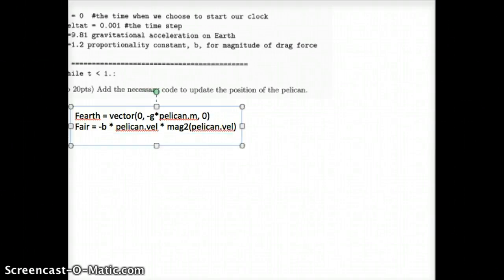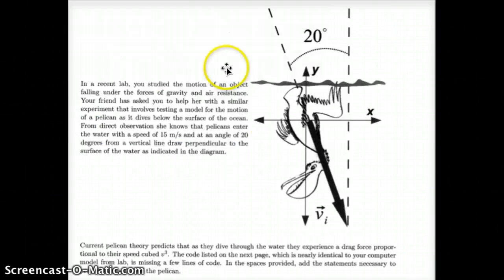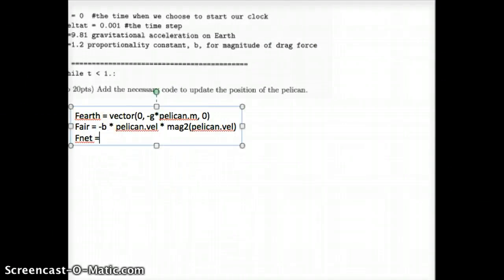And then you have to add these net forces together. So the force of the earth, which is essentially the force of the weight acting on the pelican, and the force of the air, which is the air resistance. You add them together, so the force of earth plus F of air.